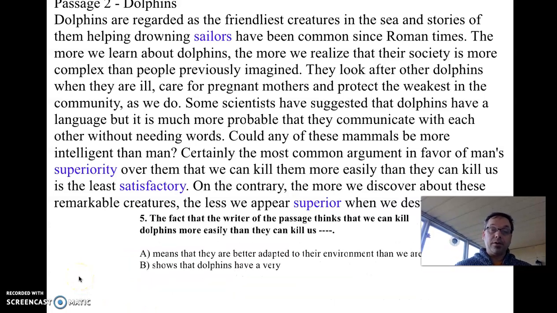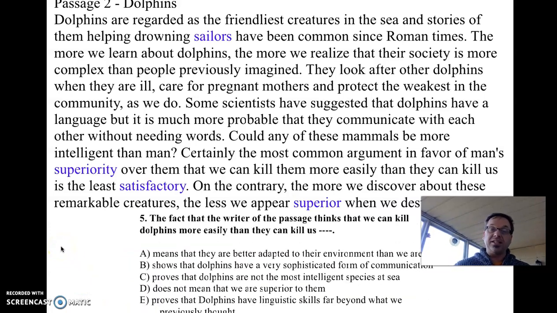Let's try number 5. The fact that the writer of the passage thinks that we can kill dolphins more easily than they can kill us is, right, number 5. If you chose D, you are correct, right? Does not mean that we are superior to them, right? In fact, he says on the contrary, right, it looks like they may be superior, right, when we are the ones destroying them. So these last 2 sentences provide our answer there.